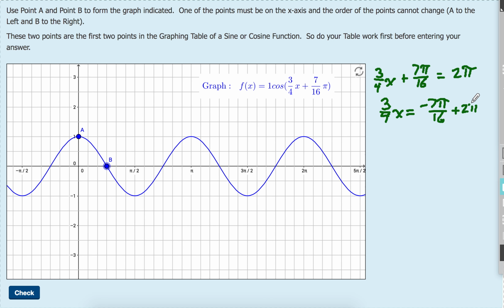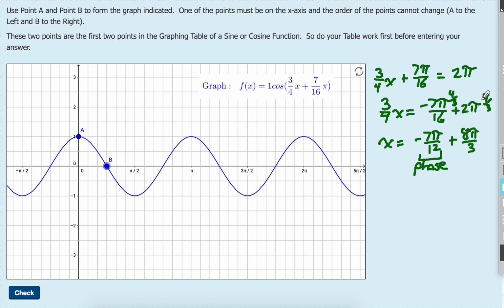And then I think the easiest way to deal with this is to multiply everything by 4/3. So we're going to get x is equal to 4/3, so I'm going to have to write it in so my brain can see it. The 4 will go into the 16 4 times. 4 times 3 is 12, so it'll be 7 pi over 12. And then 4/3 times 2 pi is going to be 8 pi over 3. Alright, so this part is the phase, and that's where you're going to move the A to, because the A is the beginning of your graph, and you're going to phase it -7 pi over 12.